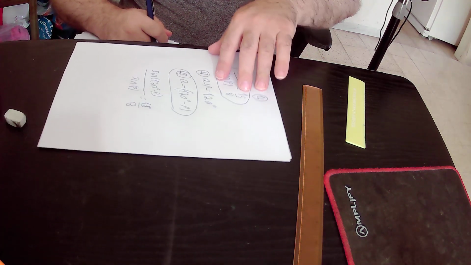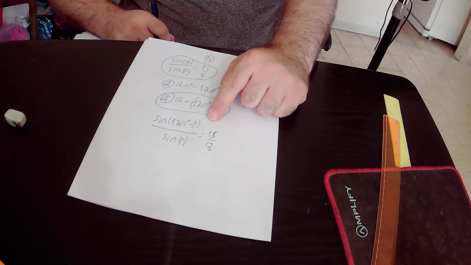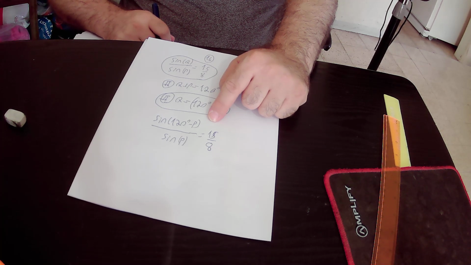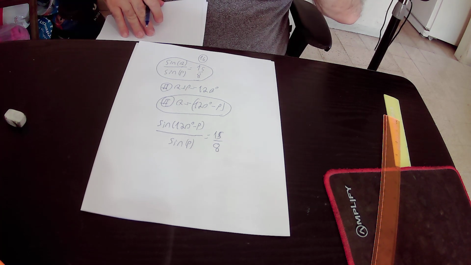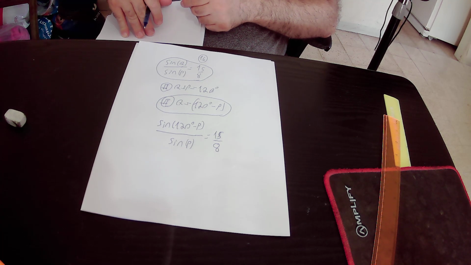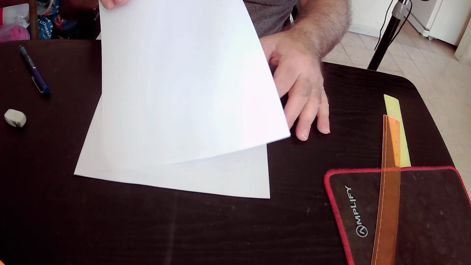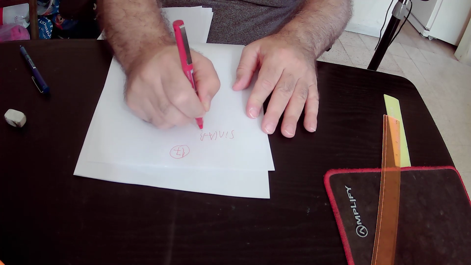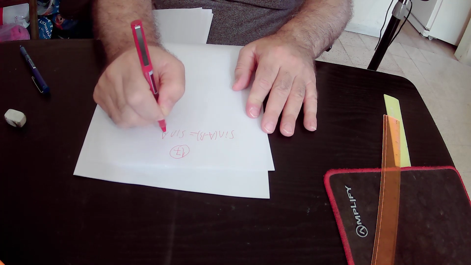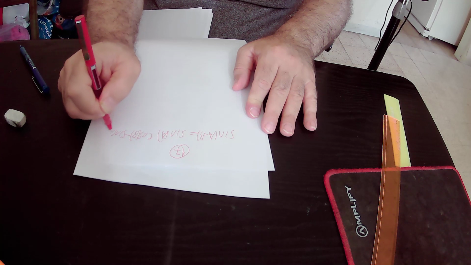So sine of 120 degrees minus P, we will find the value of sine of 120 degrees minus P according to a new trigonometric identity that states that sine of A minus B equals sine A cosine B minus sine B cosine A.